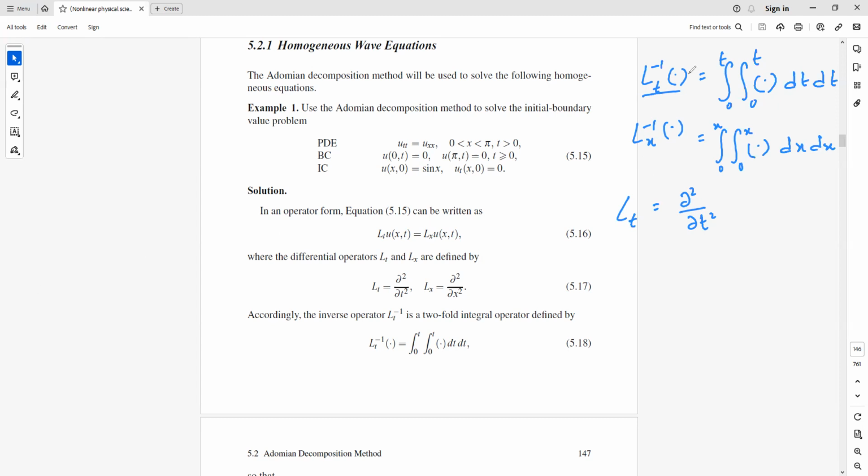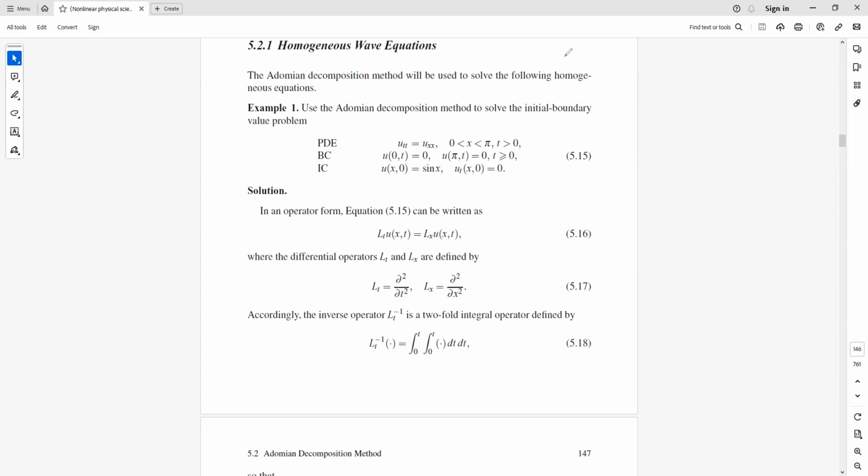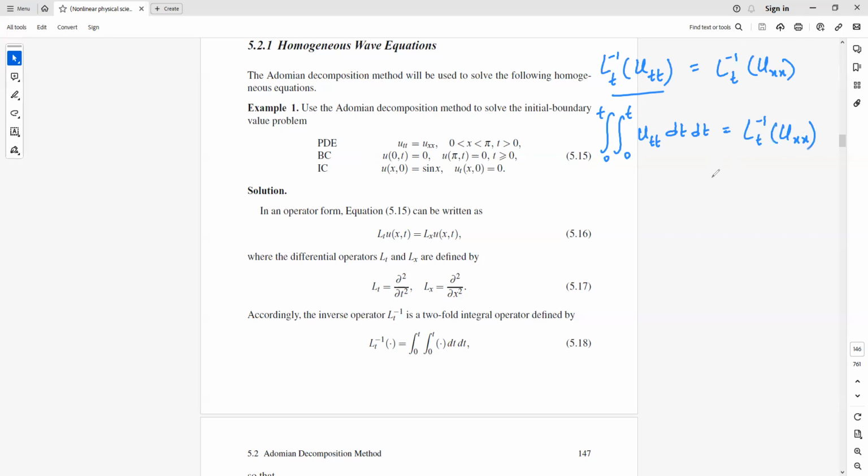Now let's start solving the problem in the t direction. Let's apply the LT inverse operator on both sides of the equation, and then simply expand this inverse operator, since we are integrating over the domain of t, and this is the second order partial derivative with respect to t. On the right hand side we will keep this as it is.